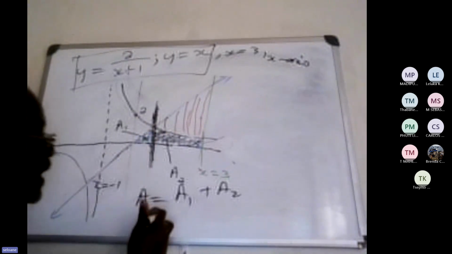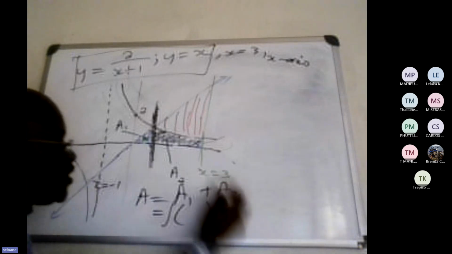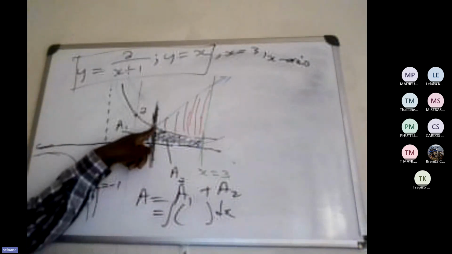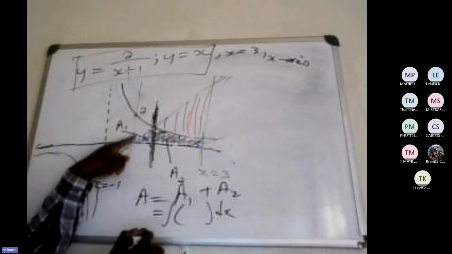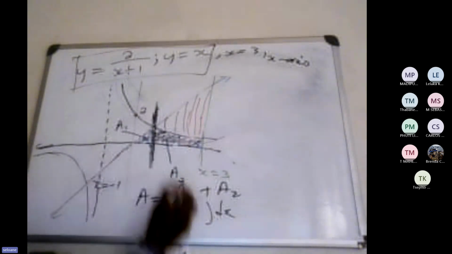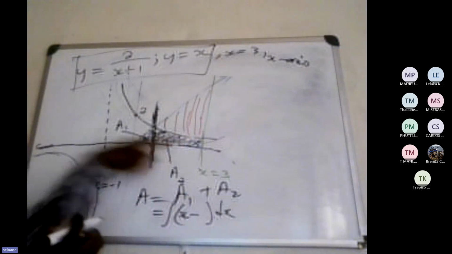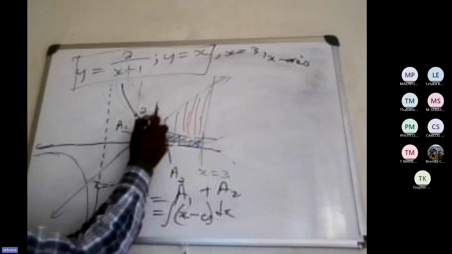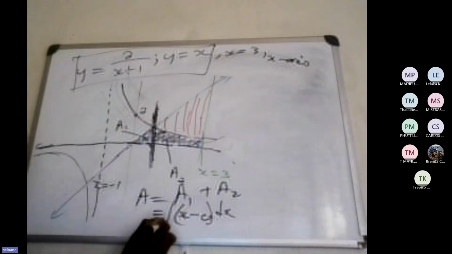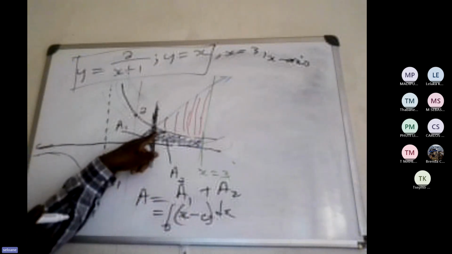Therefore, from here, it will be the integral of what now, with respect to x. We just have to find the point of intersection here. So what will be the top here? It will be y equal to x, minus the bottom, y equal to 0. From this region now, it runs from x equal to 0 until where? What is x here?